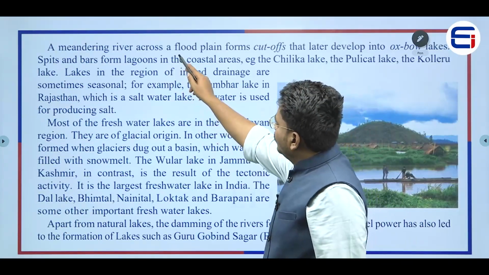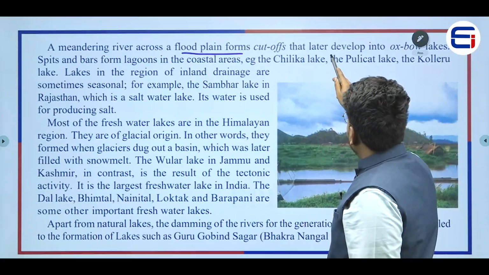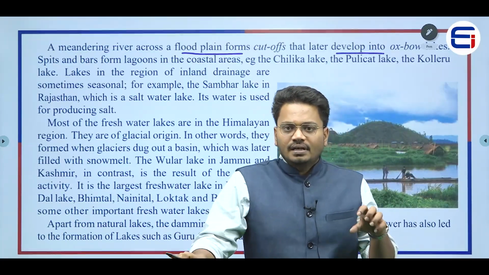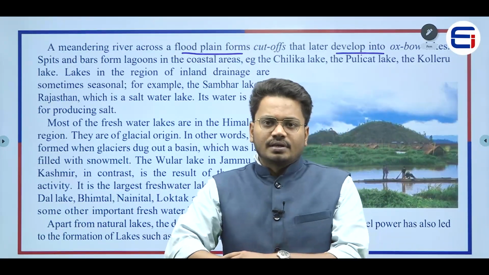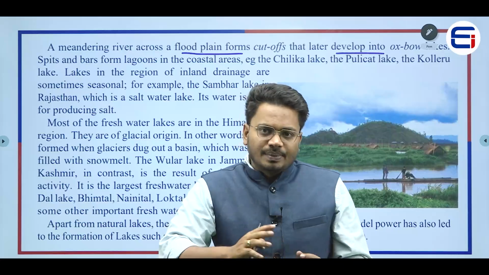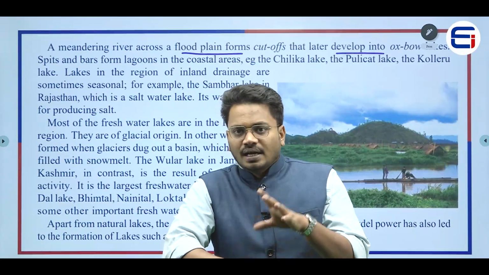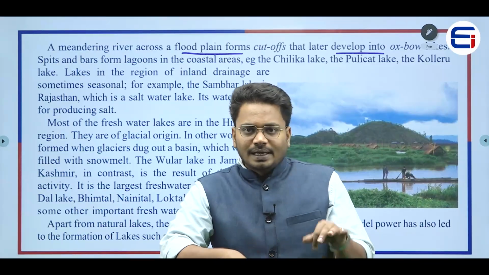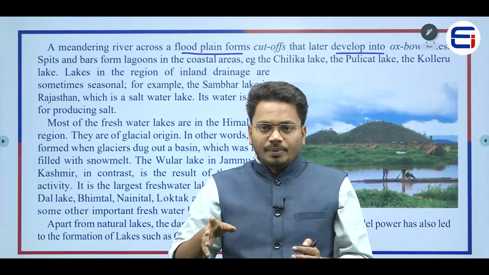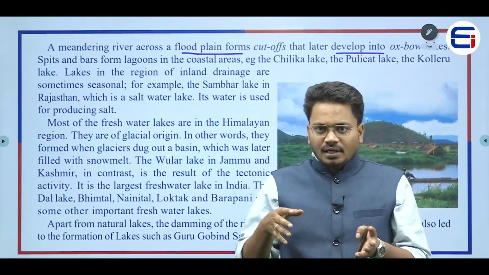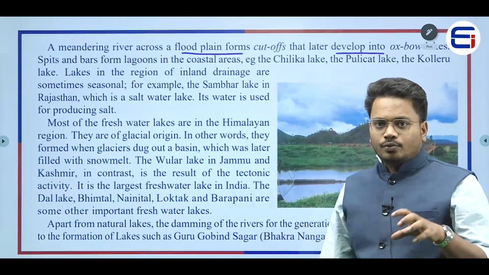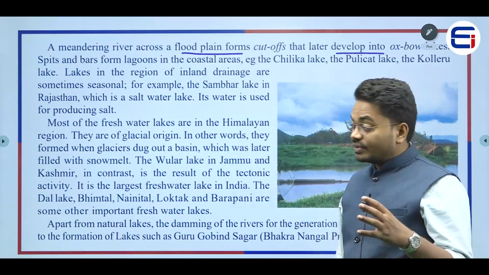Now, a meandering river across a floodplain forms cut-offs that later develop into oxbow lakes. Now, if you see here, during the second phase and the third phase of this particular river flow, we have seen that meanders would be formed, and over a period of time those meanders would be converted into oxbow lakes, and this oxbow lake would be permanently cut off from the main stream, right? So, that is one type of lake which can be formed because of the depositional activity of the river. That is oxbow lake. Here he is saying that these particular oxbow lakes would be formed permanently because of the depositional activity.